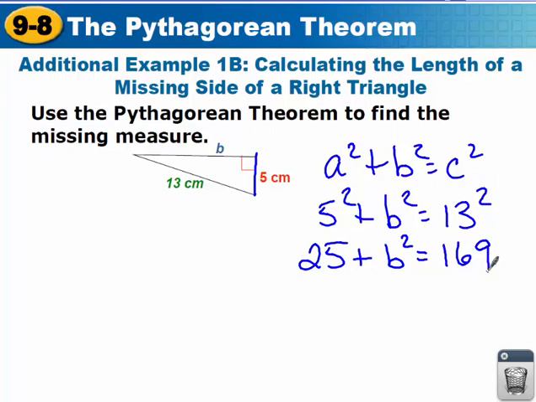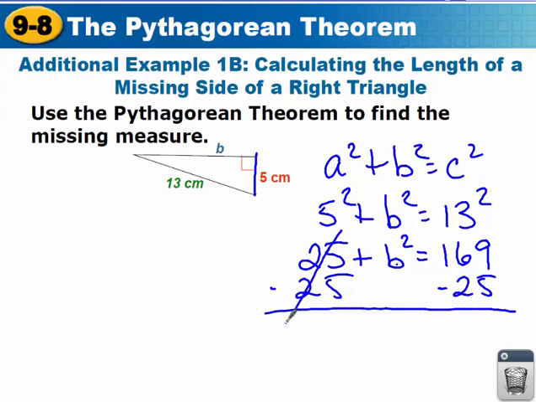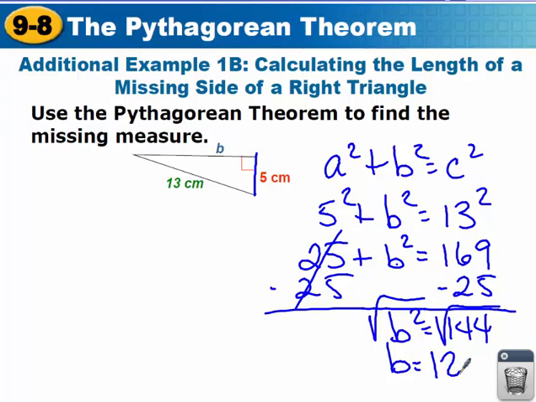Now we go back to our algebra and think, I need to get b by itself. To do that, I need to get rid of this 25. So we subtract 25 from this side, and if I subtract 25 from one side, I have to subtract 25 from the other. Now my 25s go away, and I'm left with b squared equals 144. I don't want b squared, so what do I have to do? I take the square root of both sides, and b is equal to 12, in this case 12 centimeters.